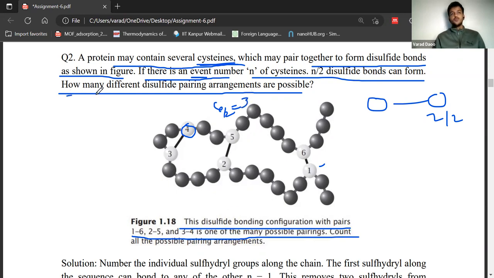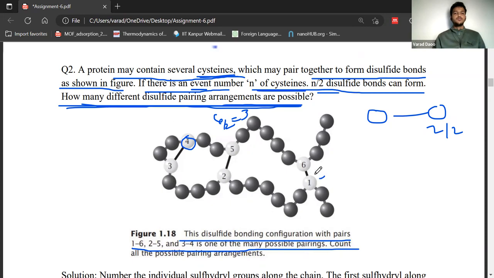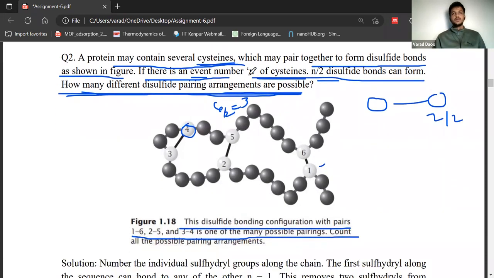So what we want is how many different disulfide pairing arrangements are possible when we have n cysteines and n by 2 bonds can form. Okay, so this is the question. I hope the question is clear to everyone. If not, you can ask. And for those for whom the question is clear, they can start solving. I'll give you a couple of minutes.